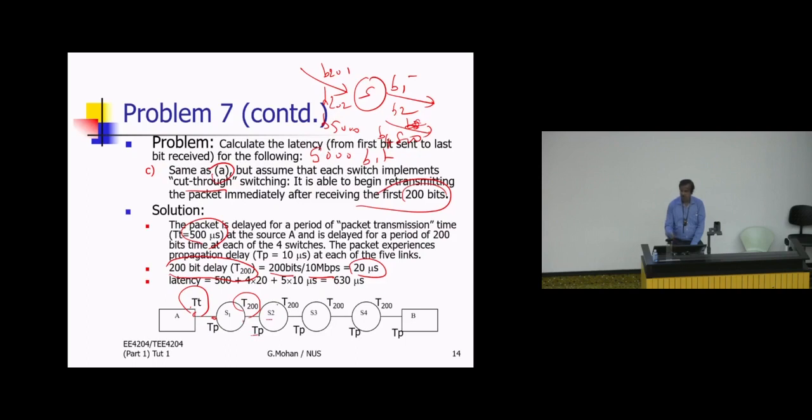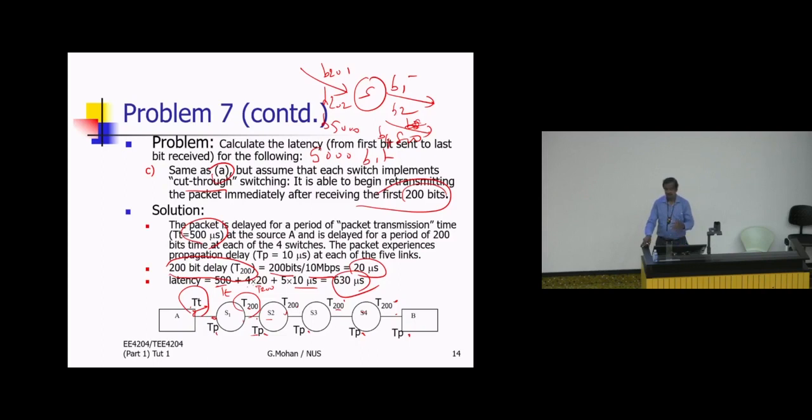Similarly, S2 also, when it receives the last bit, it has already transmitted 4800 bits, so it has to transmit 200 more bits. So this continues. The total time would be initial TT, plus 4 times T200, 1, 2, 3, 4, then 5 times TP, 1, 2, 3, 4, 5, which gives 630 microseconds. So a cut-through switch also reduces the transfer time.